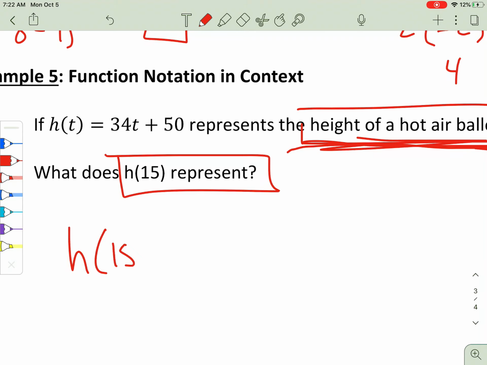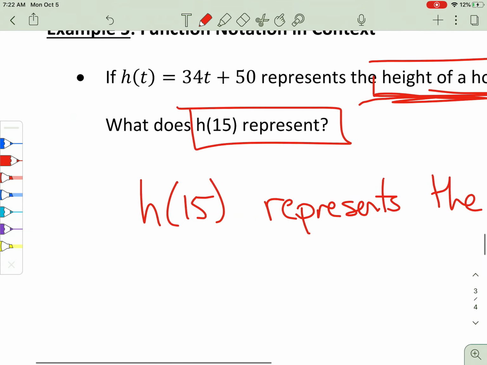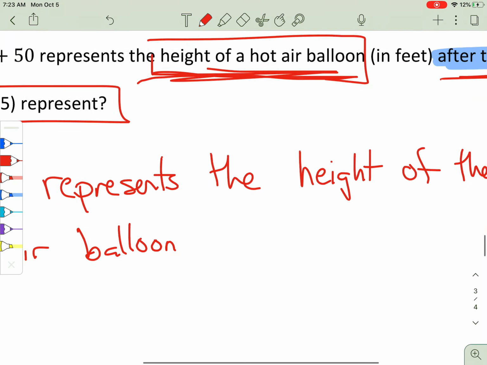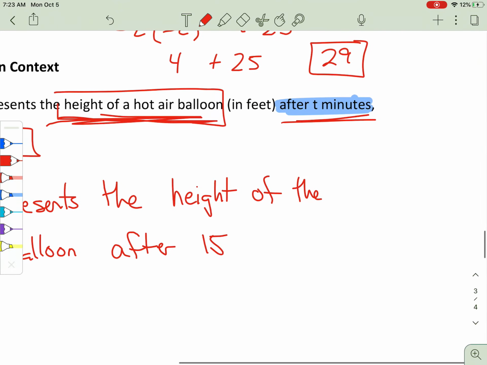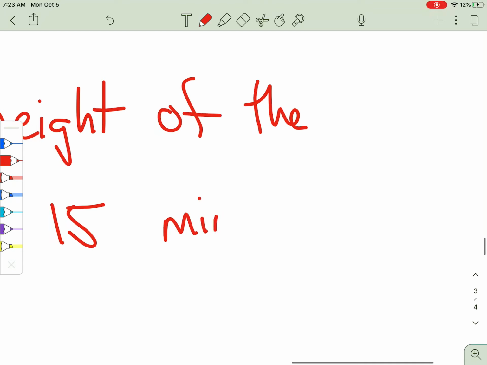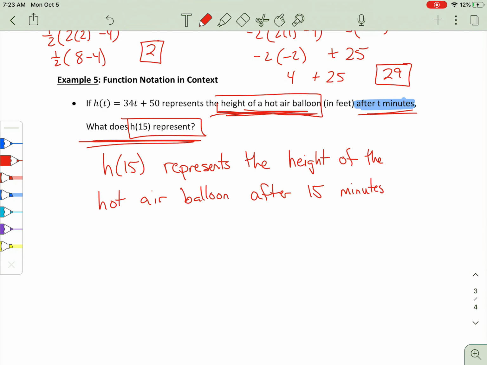H of 15 represents the height of the hot air balloon after 15 minutes, because it's in minutes. Okay, so that's really all it wanted to know is like, what does it represent? You don't have to solve, it just wants to know what it represents. Could you solve it? Absolutely. We don't need to though.